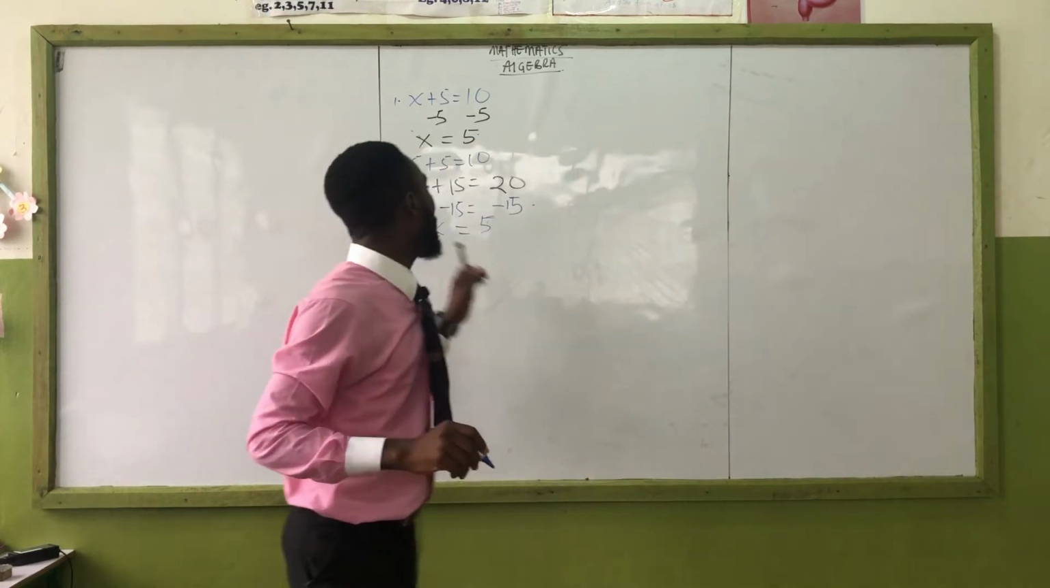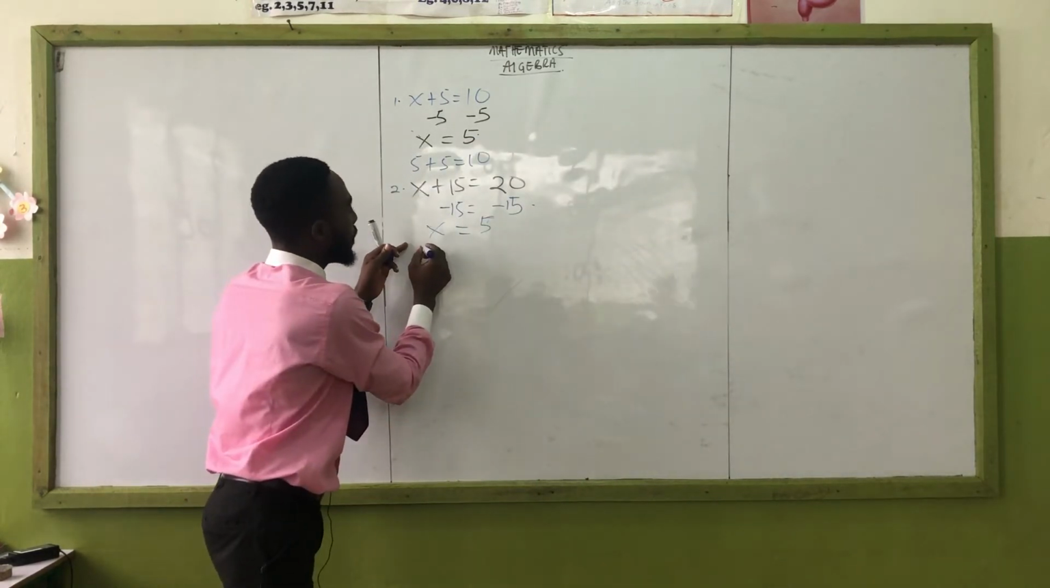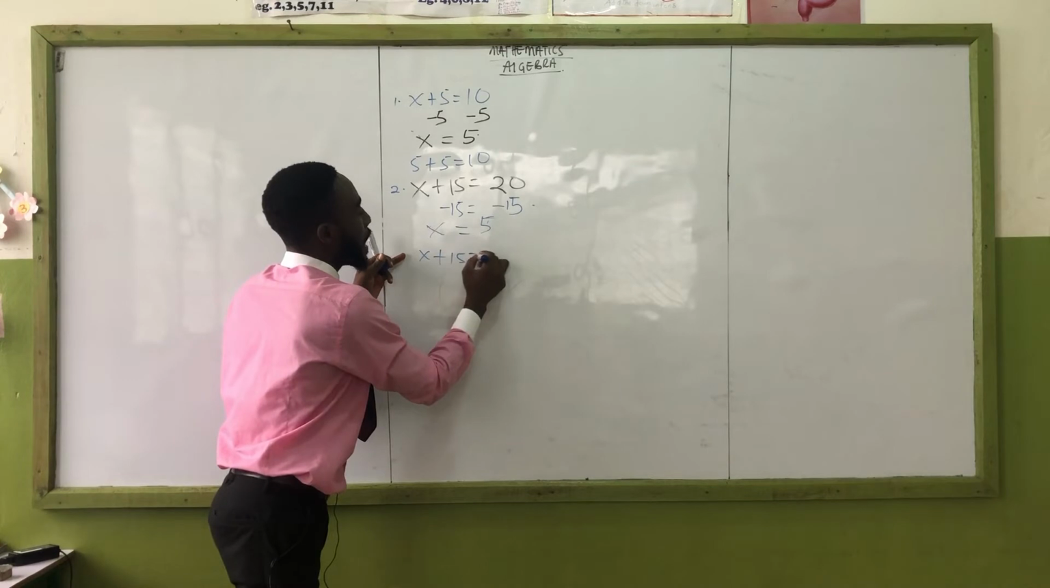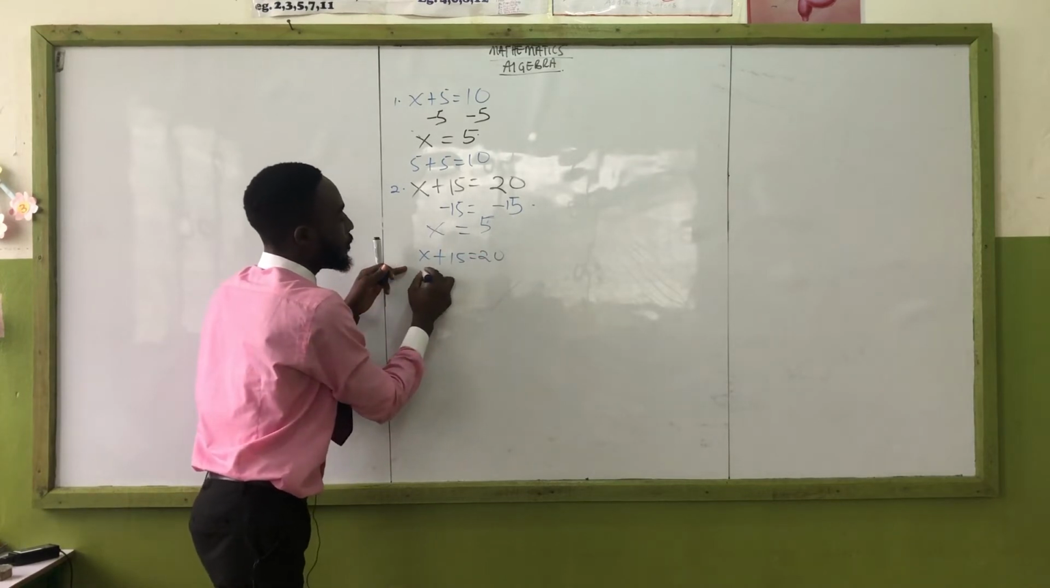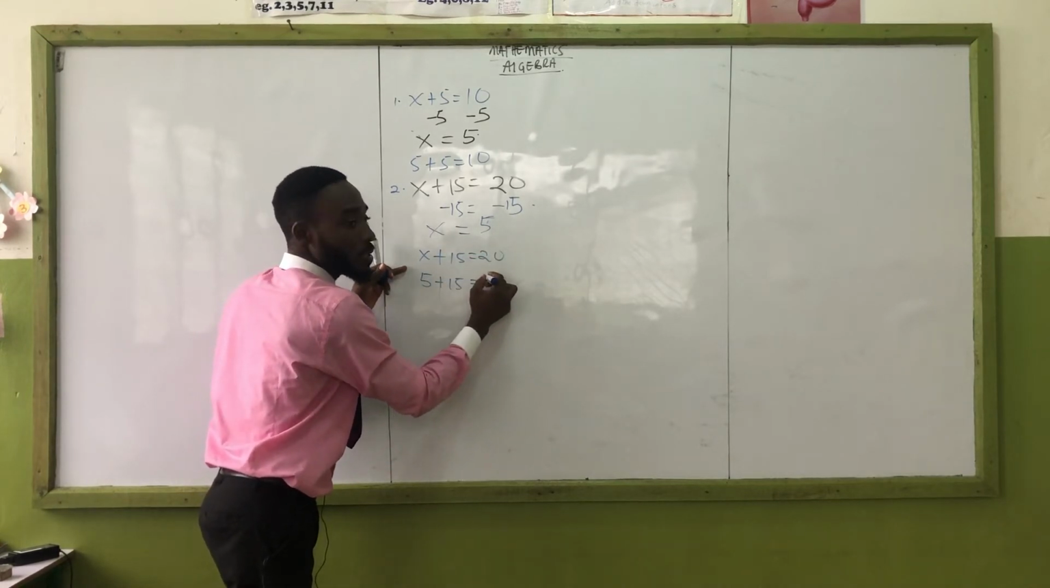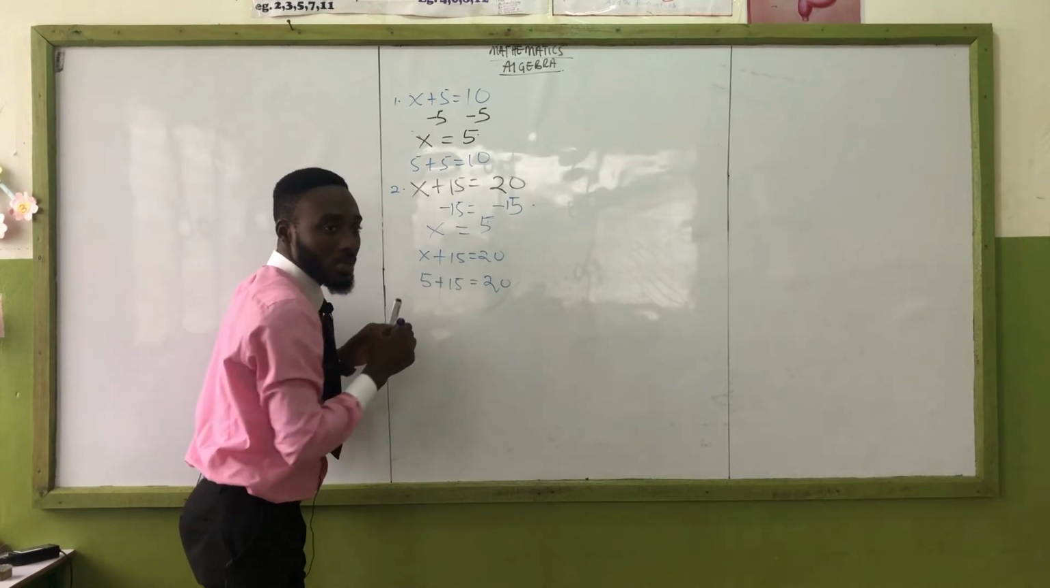Yeah. So let's check if our answer is correct. So 5x plus 15 is equal to 20. So let's see. 5 plus 15 is equal to what? 20. So therefore our answer is correct.